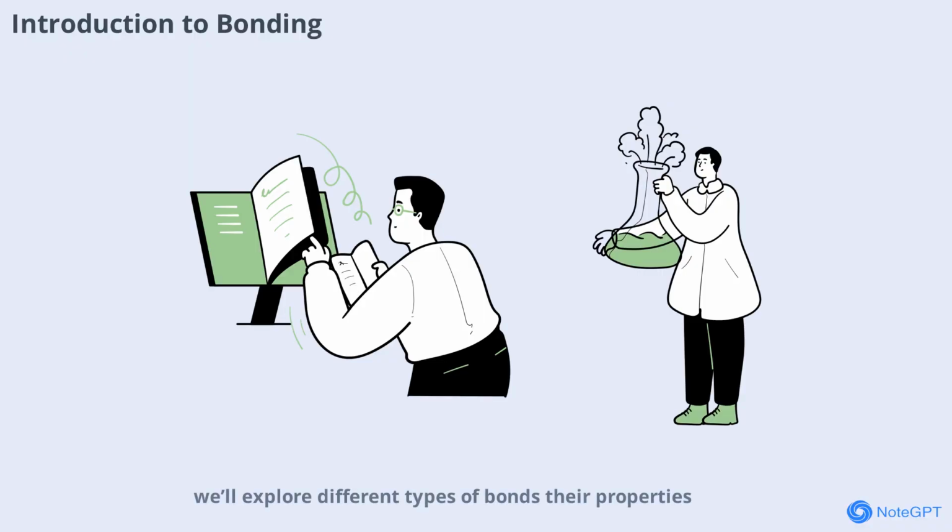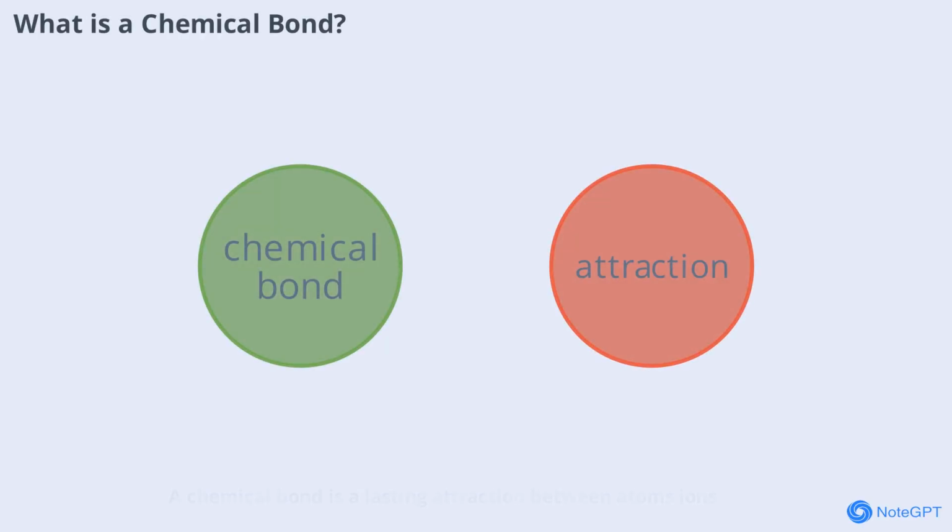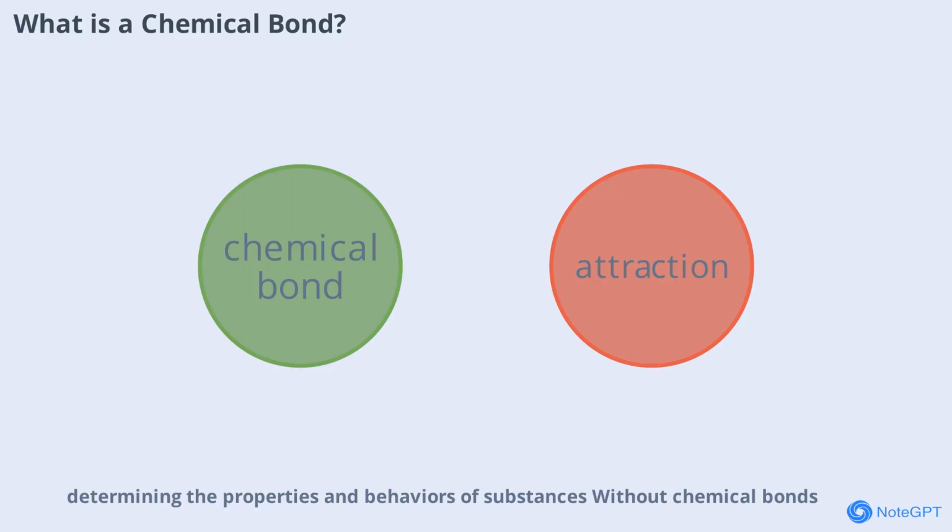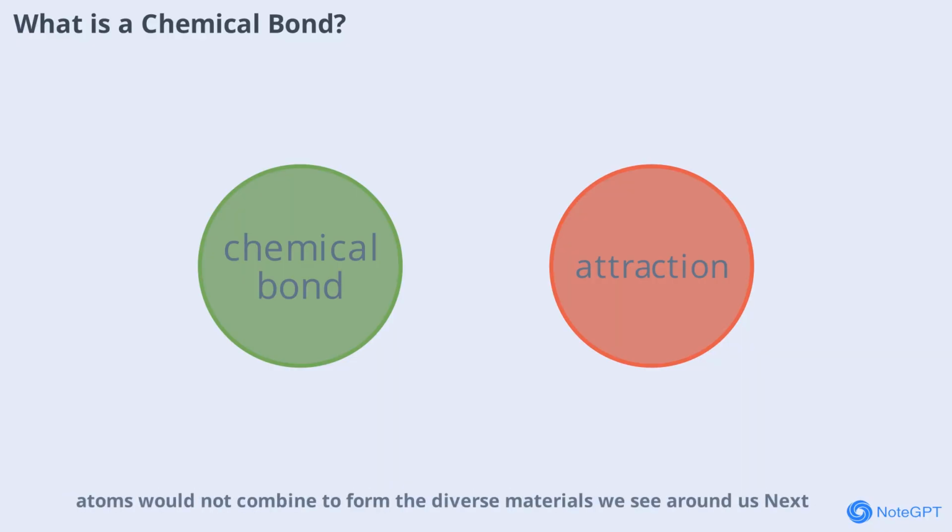Throughout this video, we'll explore different types of bonds, their properties, and real-life examples to help you connect theory with practice. Let's start our journey by understanding what exactly a chemical bond is and why it's so important in the world of chemistry. Chemical bond is a lasting attraction between atoms, ions, or molecules that enables the formation of chemical compounds. This attraction can result from the electrostatic force between oppositely charged ions or through the sharing of electrons. Chemical bonds are fundamental to the structure of matter, determining the properties and behaviors of substances. Without chemical bonds, atoms would not combine to form the diverse materials we see around us.